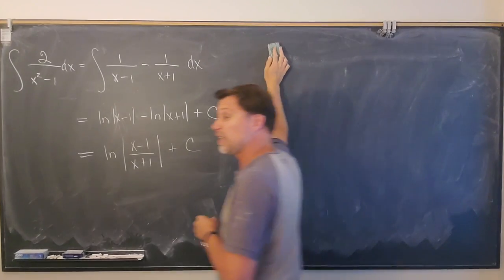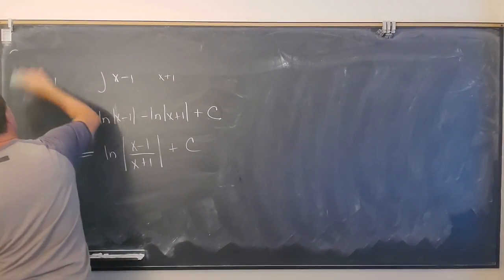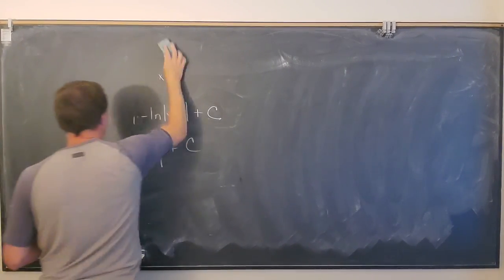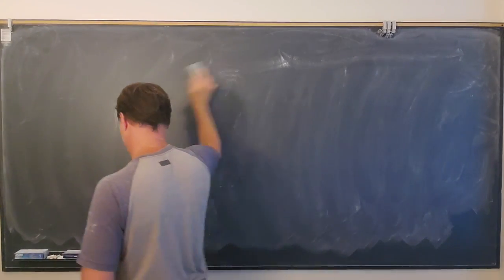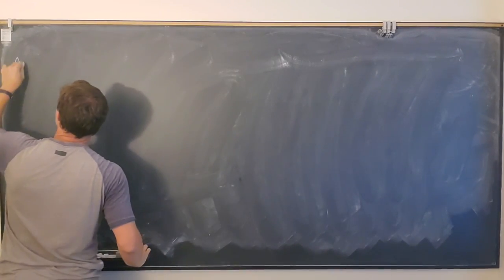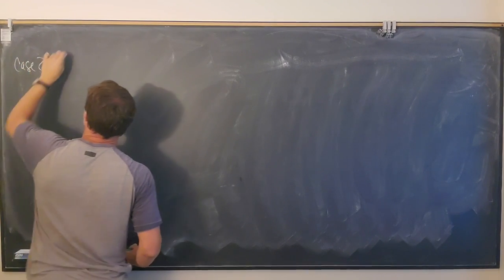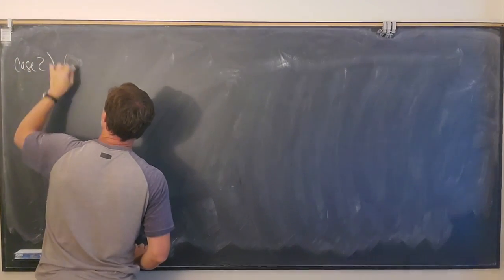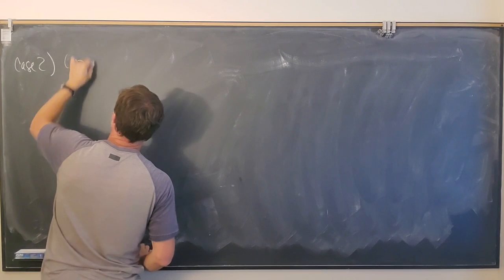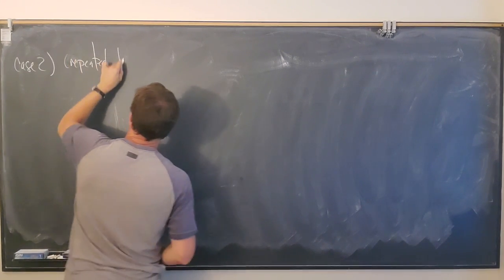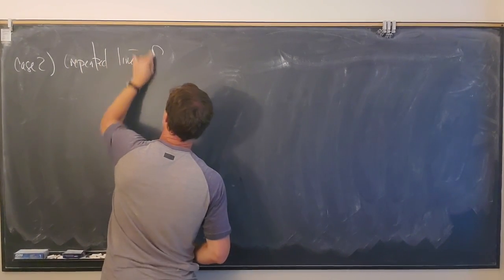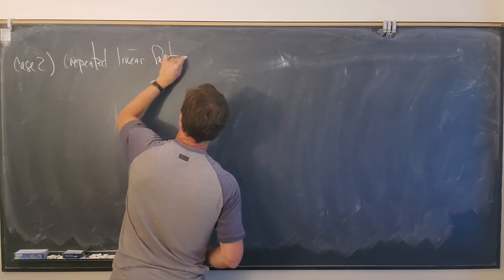If we have distinct linear factors, we know how to proceed. Now, sometimes when you factor a polynomial, there are actually repeated factors. So case 2, we label this the repeated linear factors.